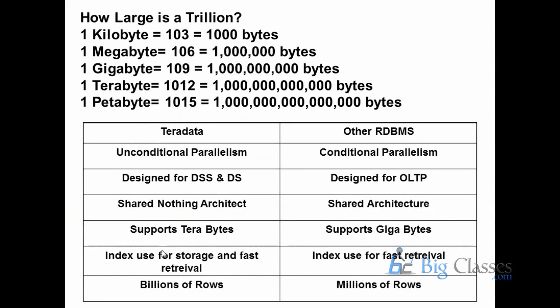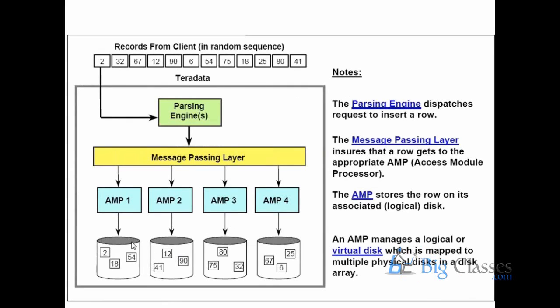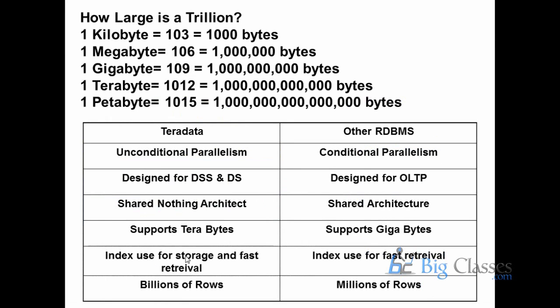Okay. And the rest are all individual to Teradata, like unconditional parallelism, designed for decision support systems and data warehousing. Because it's an enterprise-wide data warehousing solution, only for data warehouse. Supports terabytes of data, index used for storage and fast retrieval. It's a better storage. Why we are seeing a very good distribution of data is because of better storage, and that is possible because of an index, the primary index basically. And it can handle billions of rows.